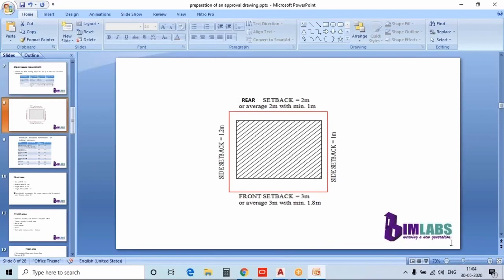In this session, we discussed residential building cases only, not other occupancy type cases.